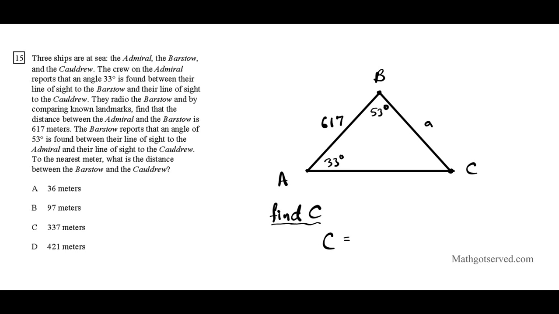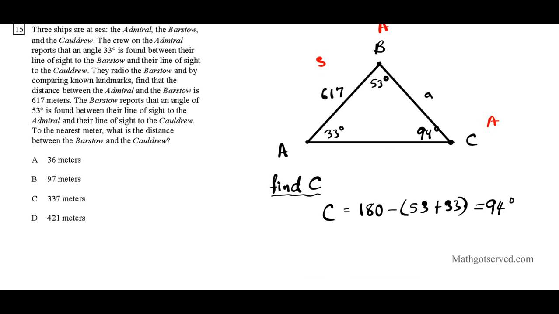To find big C, we're going to use big C equals 180 minus 53 plus 33. If you do that in your calculator, you get 94 degrees. So this is 94 degrees. Now if you look at the situation we have here, we have a pair that we know and a pair with a missing side. That tells us we can use AAS. Law of sines will work here. So let's go ahead and solve this problem.